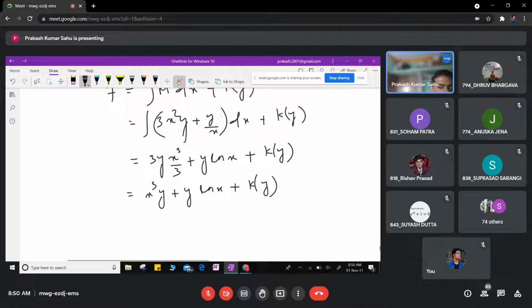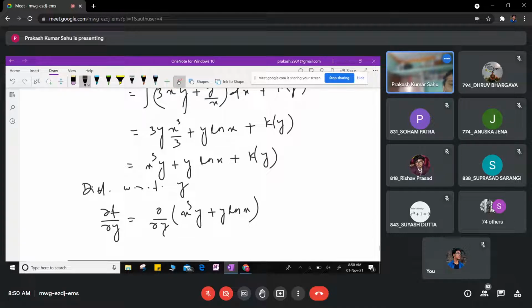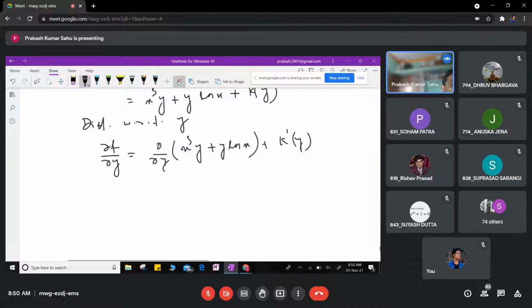Is it correct? Yes, sir. Again differentiate with respect to y. Okay, then differentiate with respect to y. That means your del f by del y is equal to del by del y of x cube y plus y ln x plus k dash y, and del f by del y क्या होगा? That is your N.